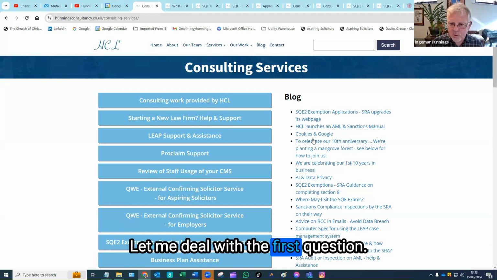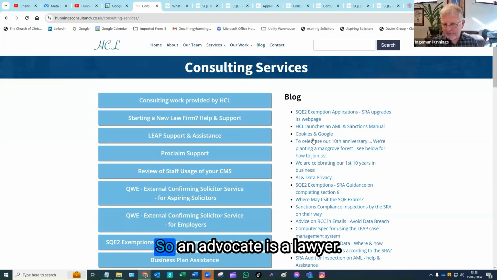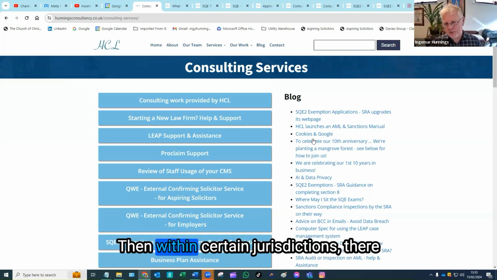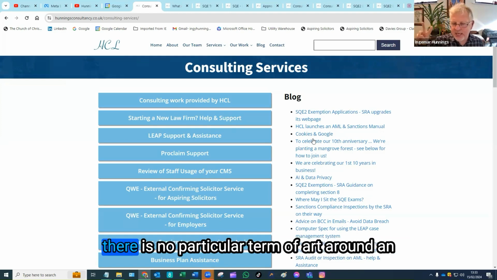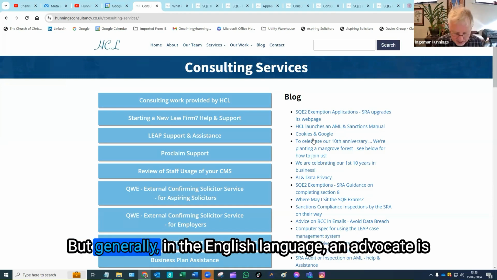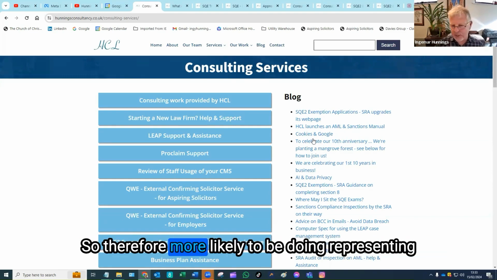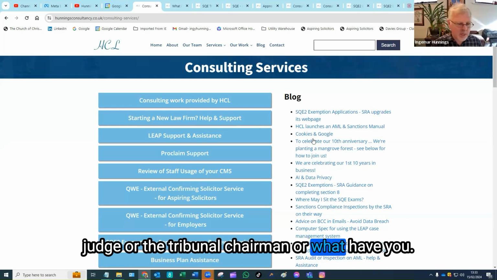Okay. Let me deal with the first question. What is the difference between an advocate and a lawyer? This is terminology. So an advocate is a lawyer. Lawyer is a very broad generic term. Then within certain jurisdictions, there are specific terms of art around these. In England, the English and Welsh jurisdiction, there is no particular term of art around an advocate as far as qualification is concerned. But generally, in the English language, an advocate is someone who is advocating on behalf of their clients, so therefore more likely to be representing them in court where they're arguing before the judge or the tribunal chairman or what have you.